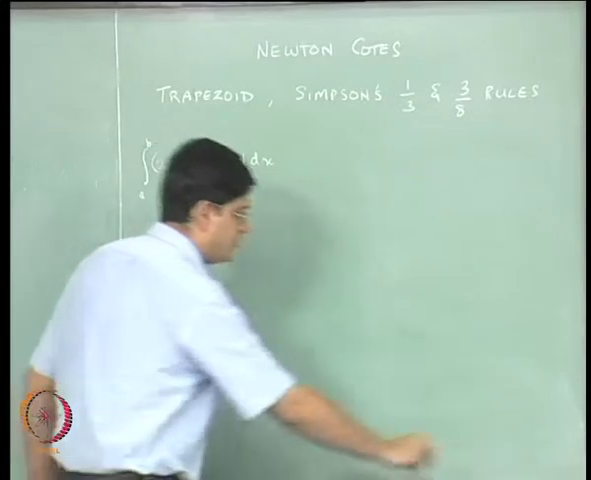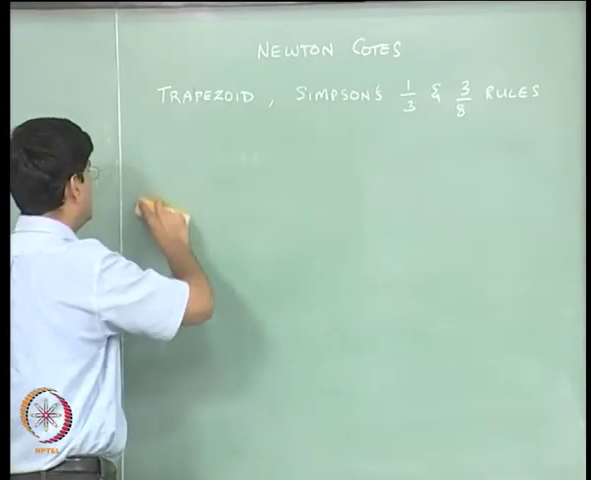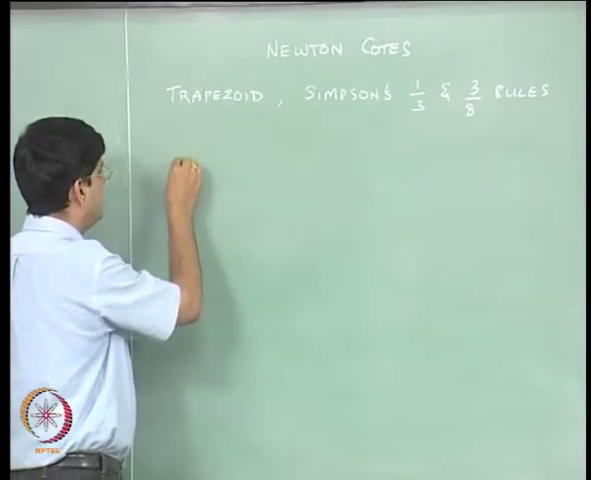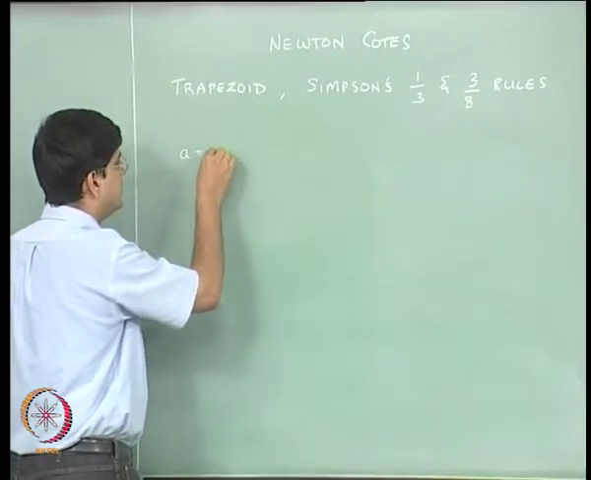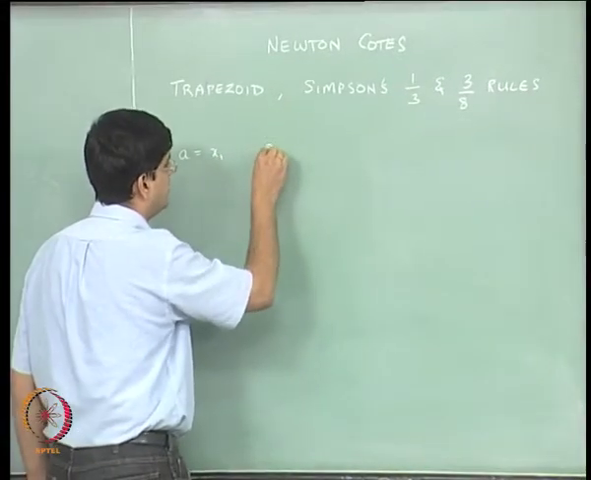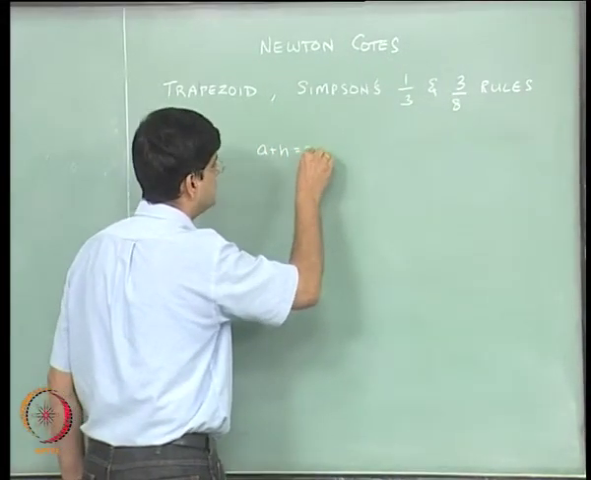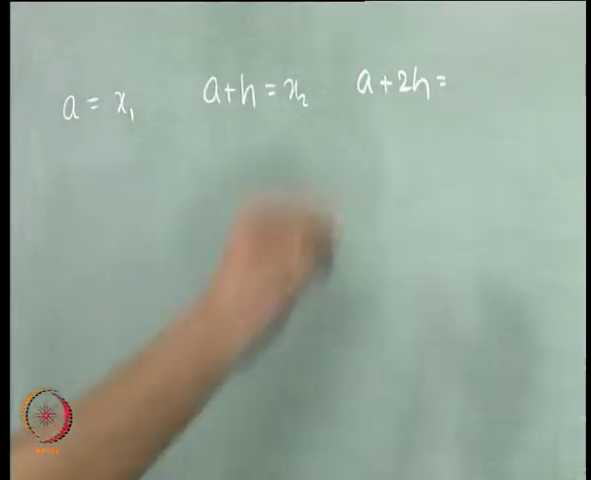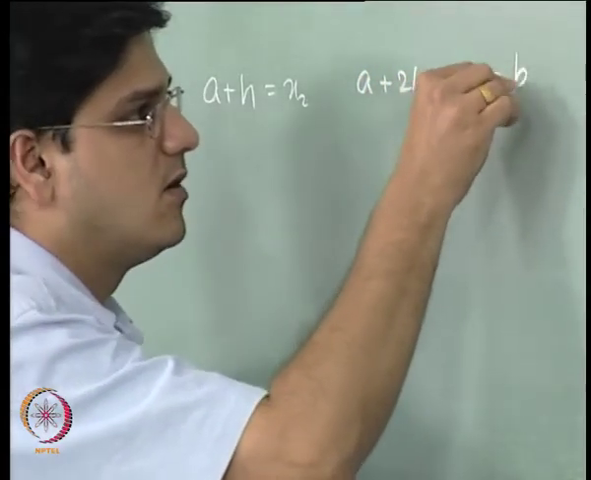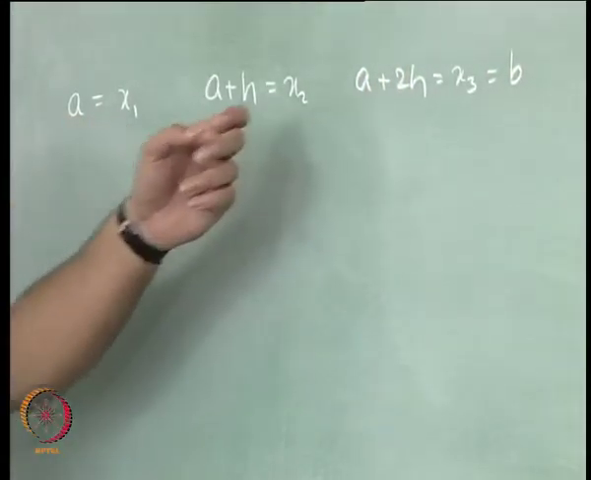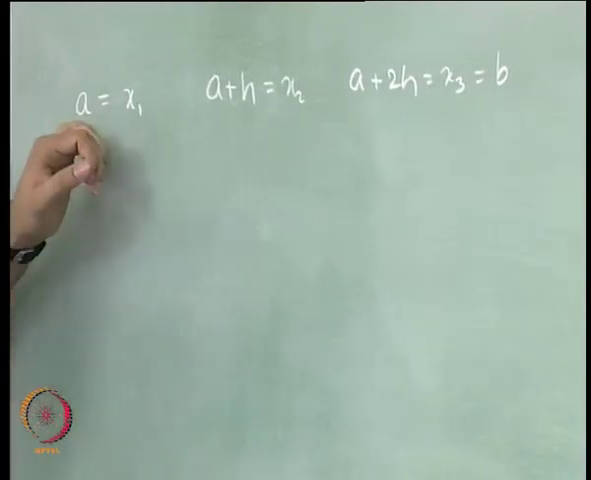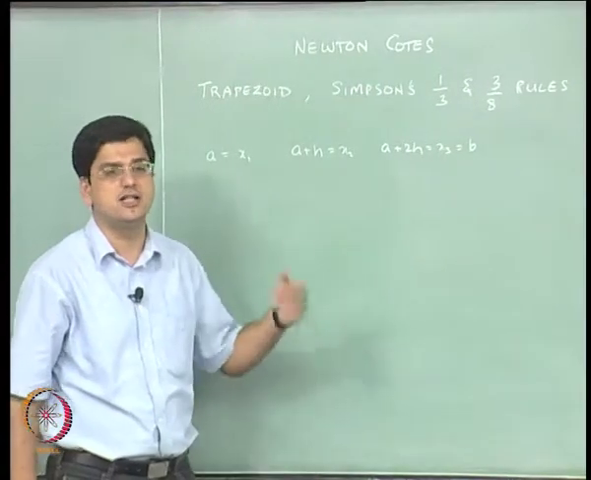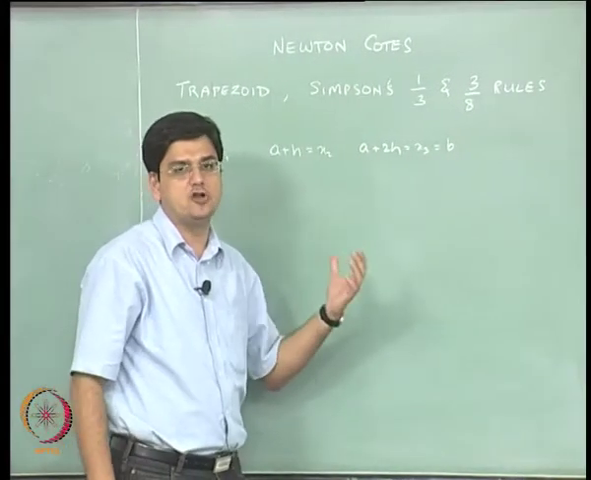The polynomial that we are going to fit in Simpson's 1/3 rule, what we said we are going to do is between the value a, we will call that x1, a plus h will be x2, a plus 2h will be our x3, which is our b. So we are going to fit a polynomial to this data, and then we are going to integrate the polynomial that we fit.